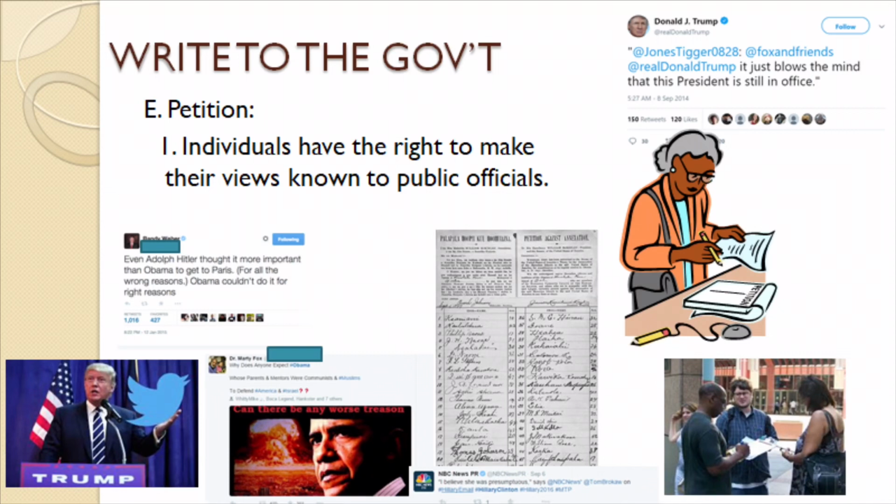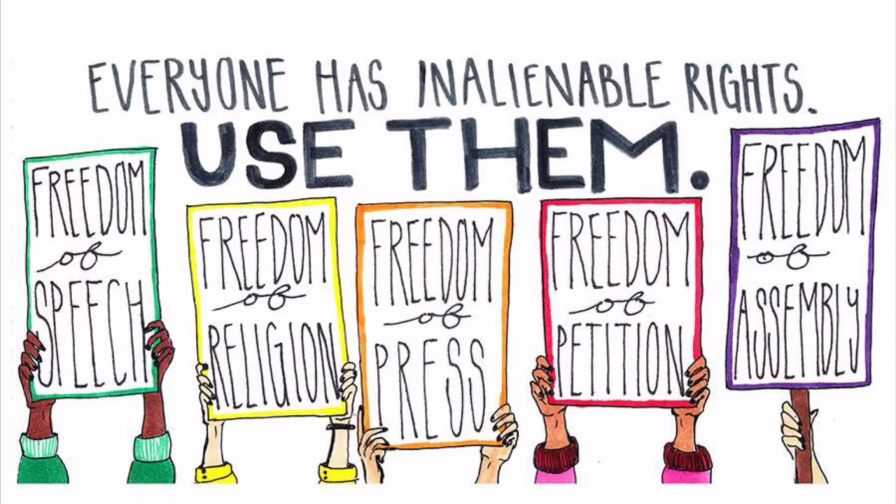Okay, finally, freedom of petition means you have the right to write to the government. You have a right to make your view known, so the government can't ignore you talking to them. So if you send a tweet or you write a letter or you send an email or you go door to door asking people, the point of the government is to listen to your voice. And all of these freedoms make up the First Amendment, and they're super important.